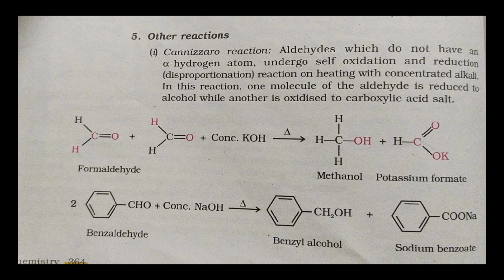That is, formaldehyde plus another formaldehyde plus concentrated KOH in the presence of heat is turned to methanol and potassium formate. Second one, benzaldehyde with concentrated NaOH in the presence of heat gives benzyl alcohol plus sodium benzoate.